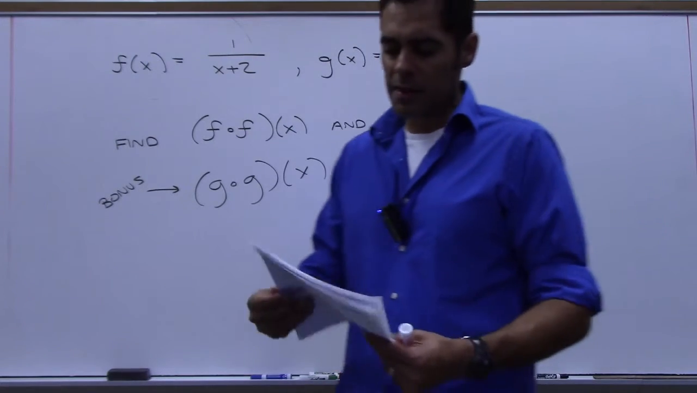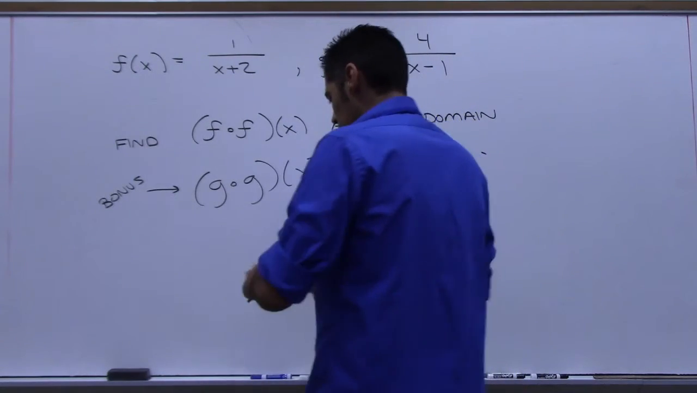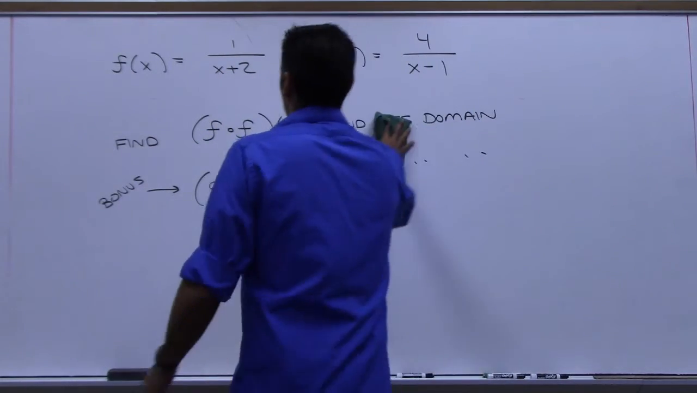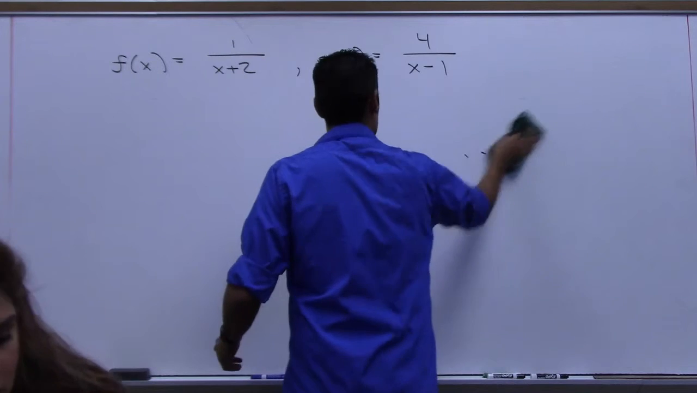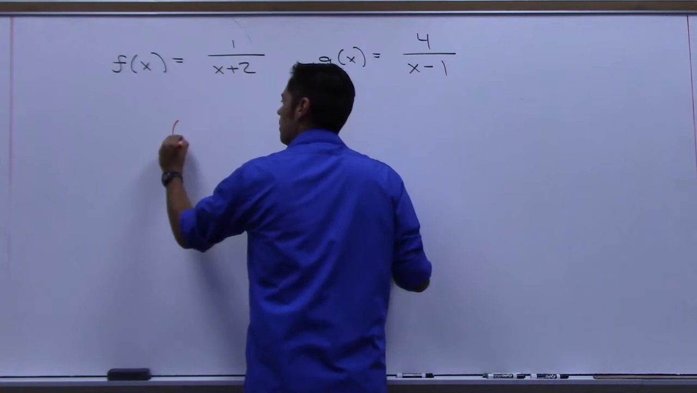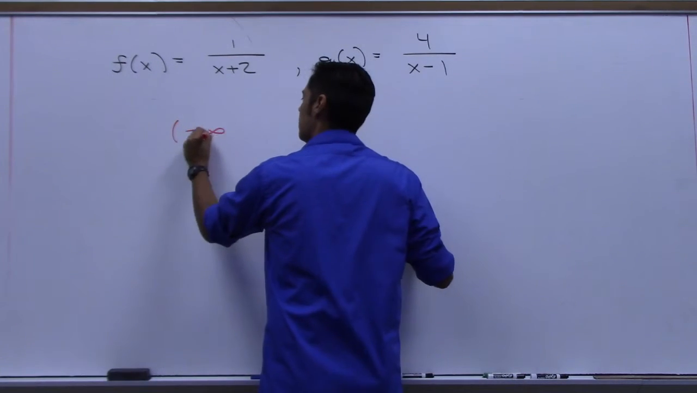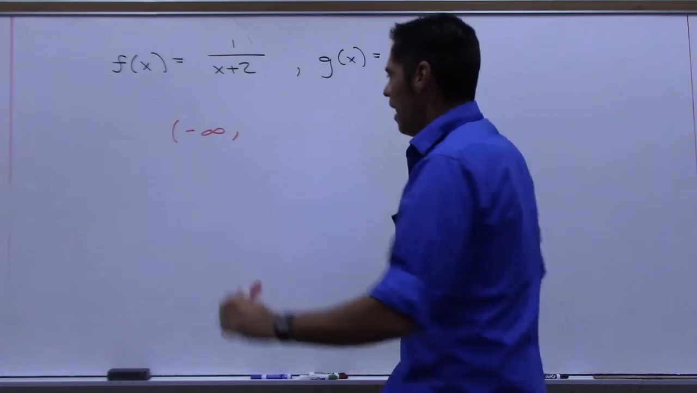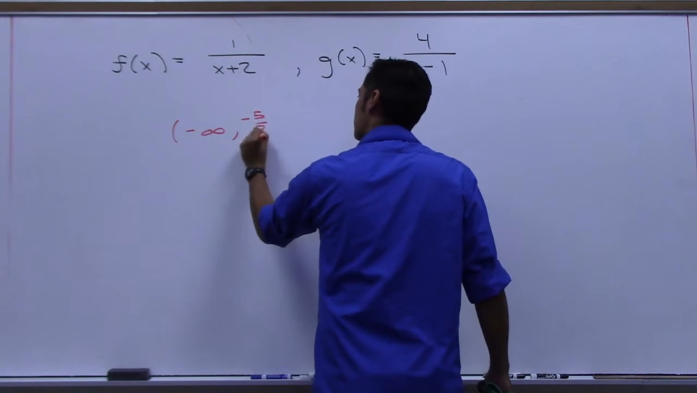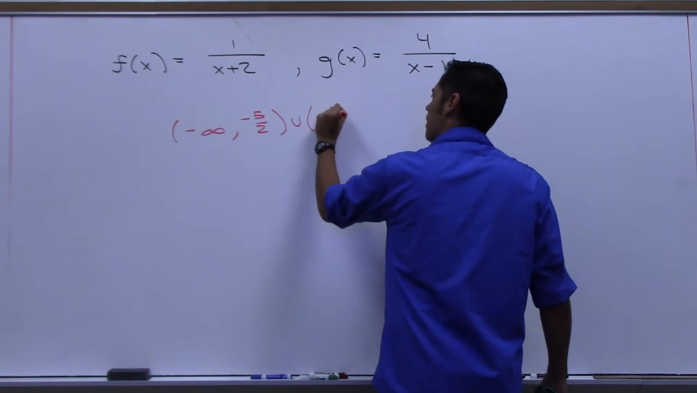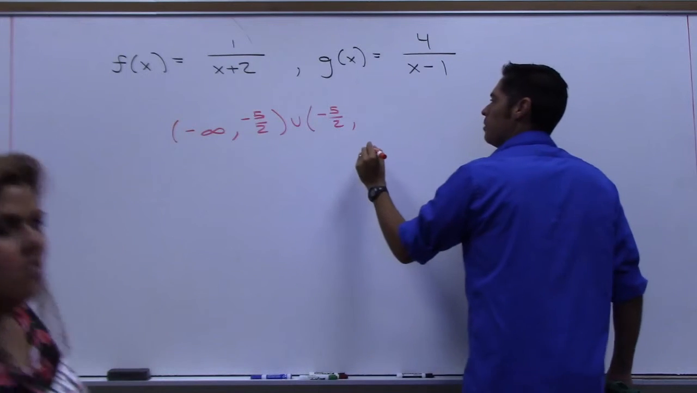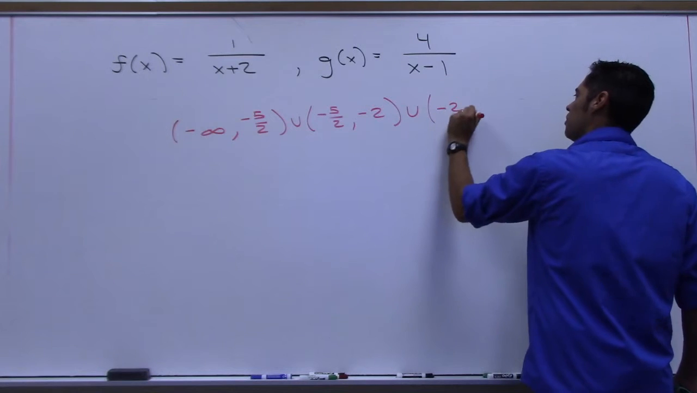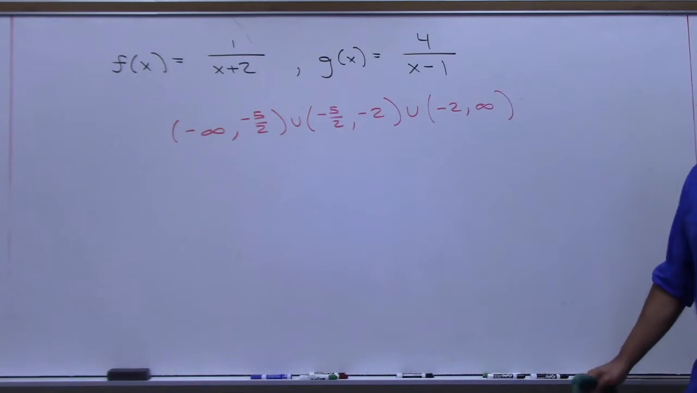Okay, so from the looks of it, most of you got the correct answer for the first one, which was negative infinity to negative 5 halves, or negative 2.5, union negative 5 halves to, do you remember? Was it negative 2? And then union negative 2 to infinity. That look right?